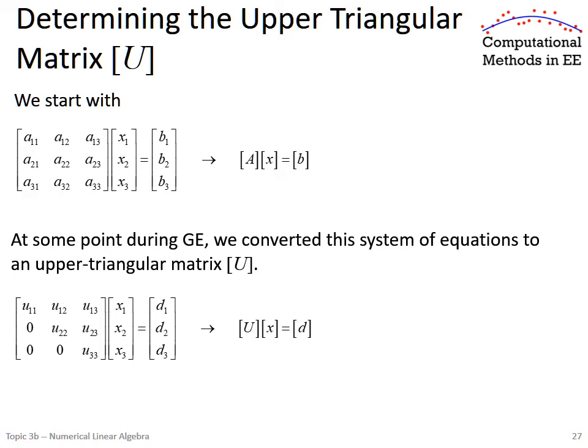So our A matrix has changed. It's now our U matrix, our upper triangular matrix. And what was our B column vector, there's also new numbers there that we will call D.